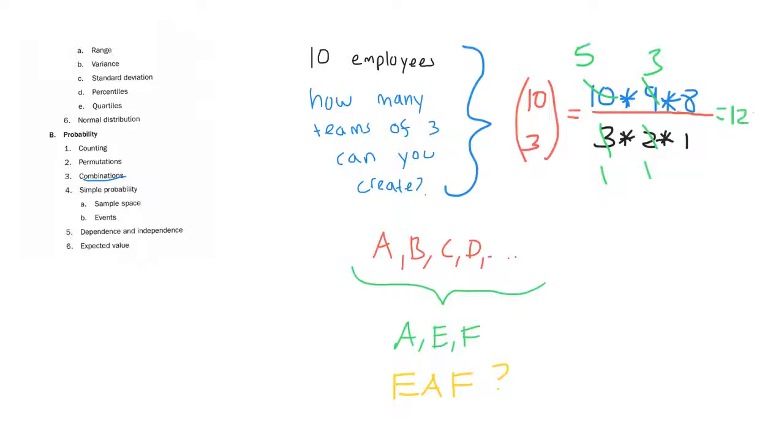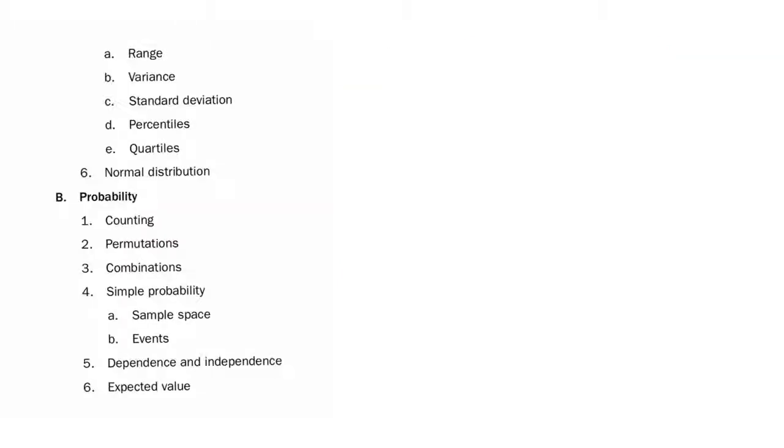So that equals 120. So in other words, how many different teams of 3 could we create from 10 employees? Well, that would be 120 different teams of 3 that you could create from 10 employees. That's how you do combinations. Okay, so moving on to the next concept, we have simple probability, sample space, and events.